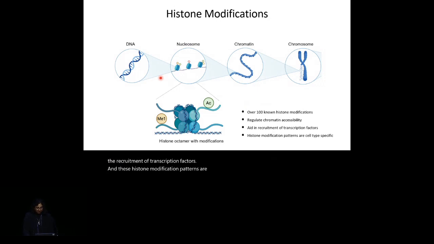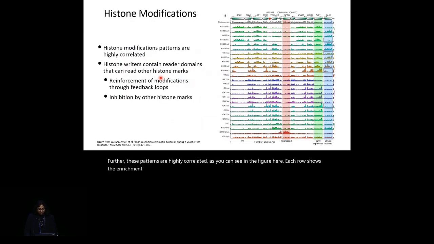Further, these patterns are highly correlated, as you can see in the figure here. Each row shows the enrichment of a histone modification at a particular genomic region in yeast. The correlation happens because histone writers contain reader domains that can read other histone marks. This allows for the reinforcement of modifications through feedback loops and inhibition by other histone marks.